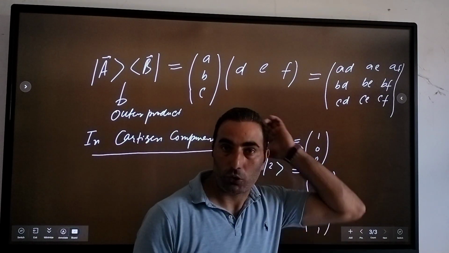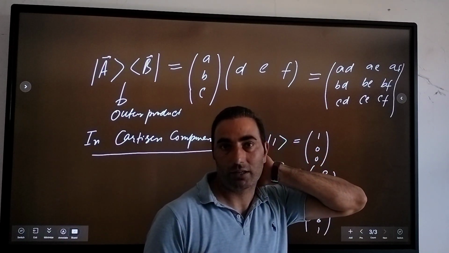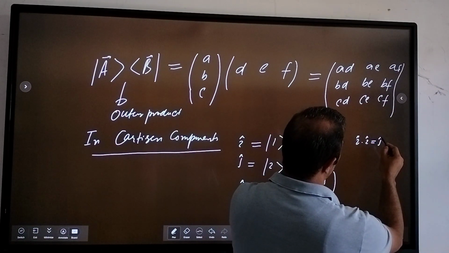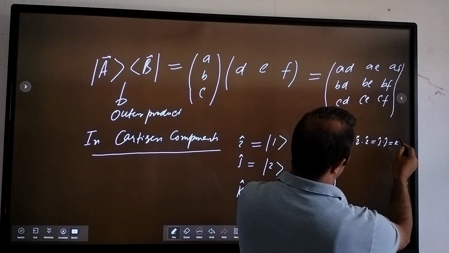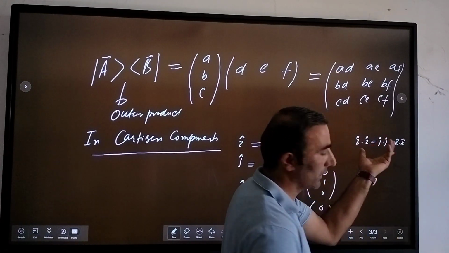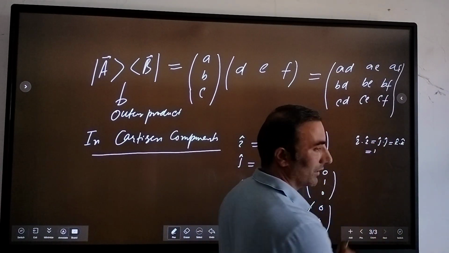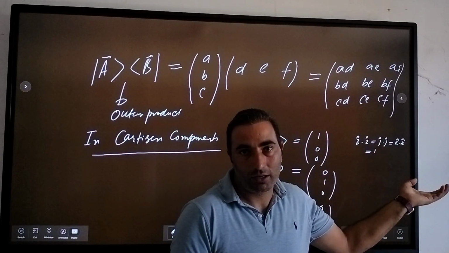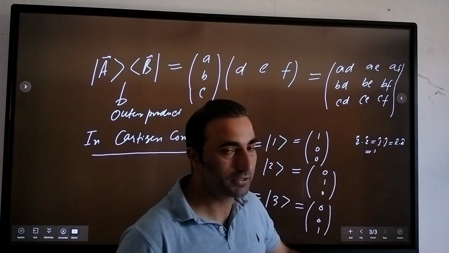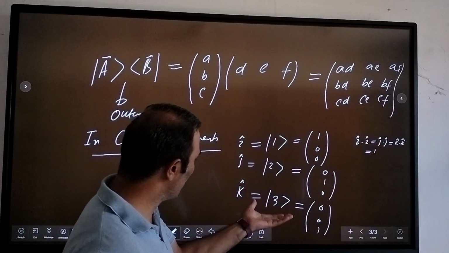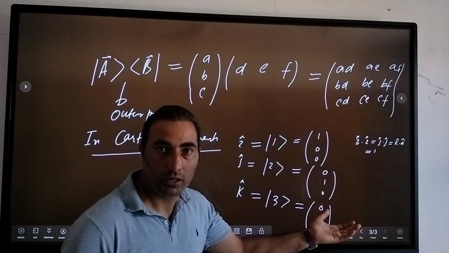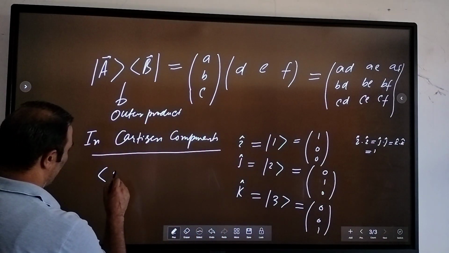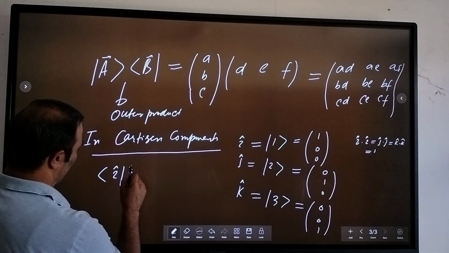Now if you take the inner product, the scalar product, between the unit vectors, if you remember, we have i dot i equal to j dot j equal to k dot k, and that is equal to 1. Because these are orthonormal unit vectors, i dot i is equal to 1, and similarly for j and k. So similarly, if you write the inner product or scalar product between these unit vectors, what's i dot i?